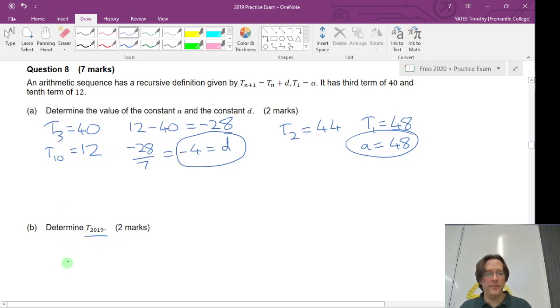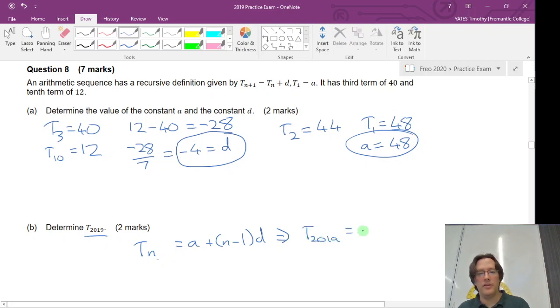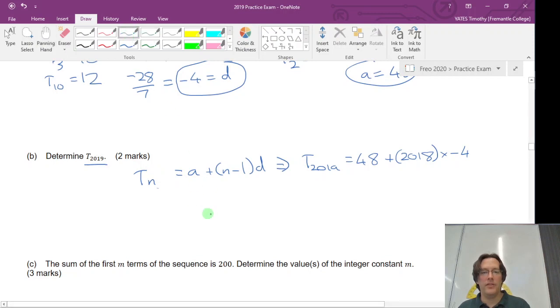Determine T 2019. That's equal to A plus (n minus 1)D. I'll just write the general equation here, Tn. So T 2019 is equal to 48 plus 2018 times -4. The easiest way to go about this is to just do some good old-fashioned short multiplication.